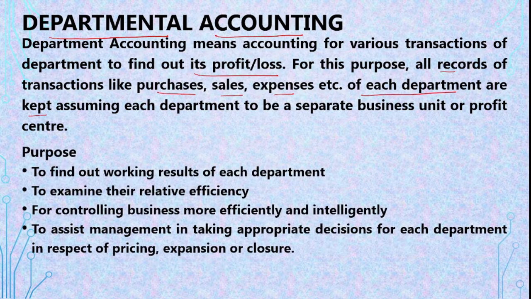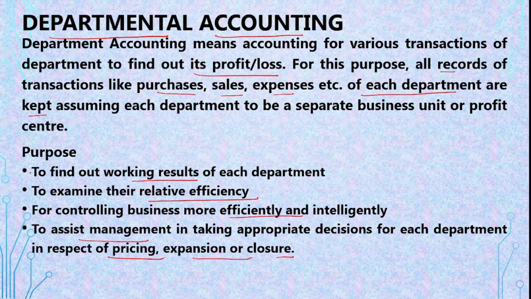So the purpose is to find out the working results, that is the profitability, and the relative efficiency. Maybe your business has some additional cash, and now you want to decide which line should be extended. The one which is more profitable, which has more scope, you should put money in that product line. Then, for controlling the business more efficiently and intelligently, you need to know the profitability of each department. It assists the management in taking appropriate decisions in respect of pricing, expansion and closure.